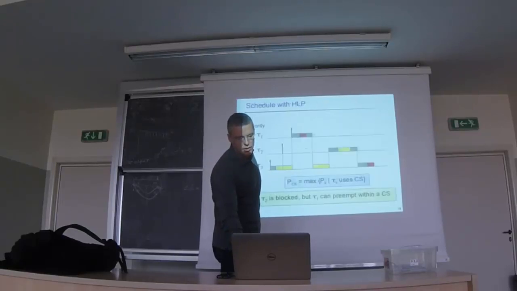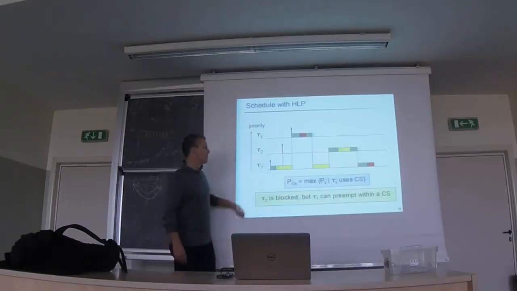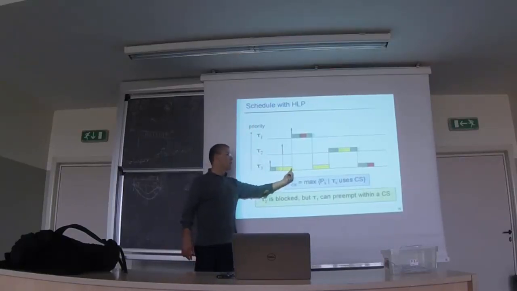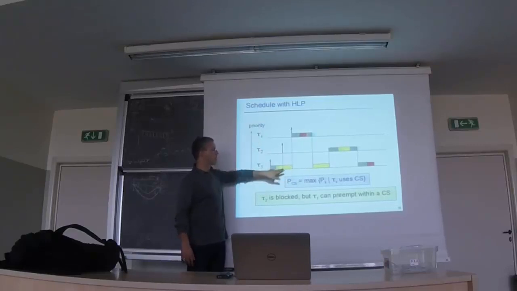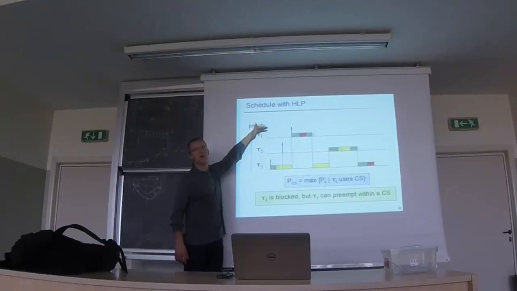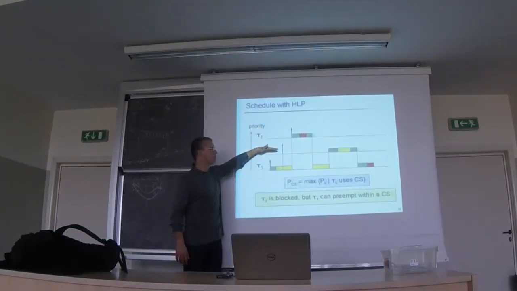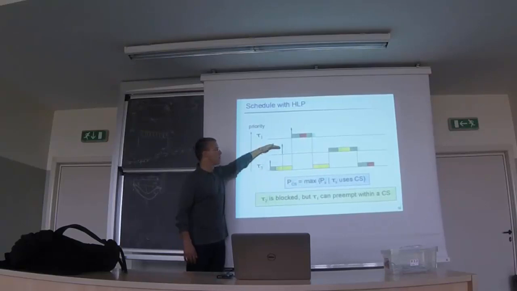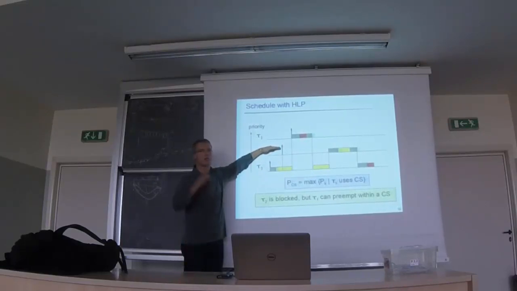Then, with highest local priority, we try to improve it a little bit, saying it is not needed to raise the priority of a task in a critical section to the top level. It is sufficient to raise it to the priority level of the tasks that access that resource. So it is sufficient to increase it until here to avoid the unbounded priority inversion problem.